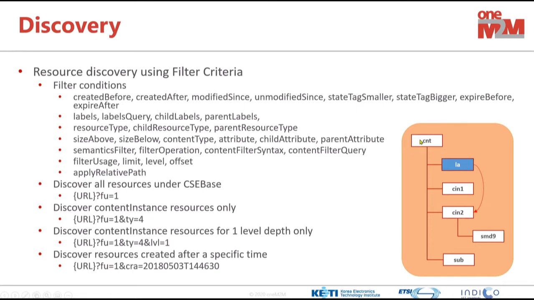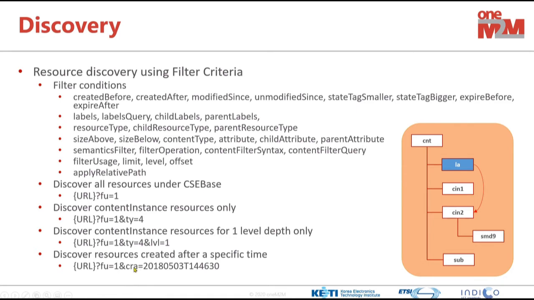The discovery target is level 0, and the direct children are level 1, and then level 2. So you can scope down the discovery scope. And CRA stands for created after.